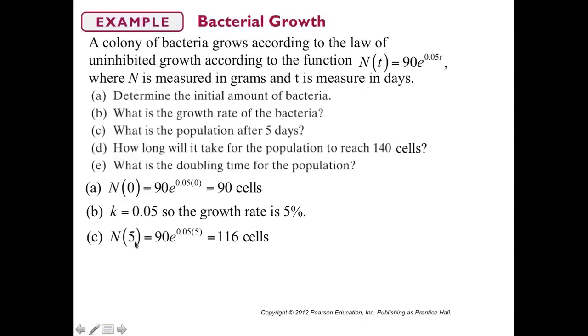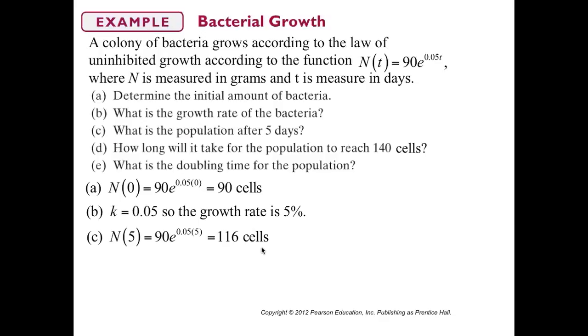A of t is going to be equal to A naught times e to the kt power. Now we have something that's increasing when k is greater than 0, and we have something that's decreasing when k is less than 0. A0, or A sub 0, is just our initial amount. Okay. This one, though, is increasing. This one is decreasing.